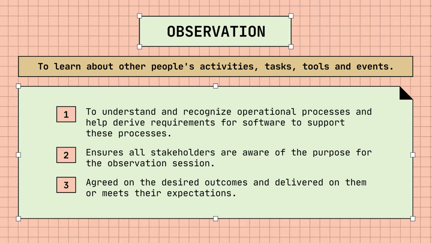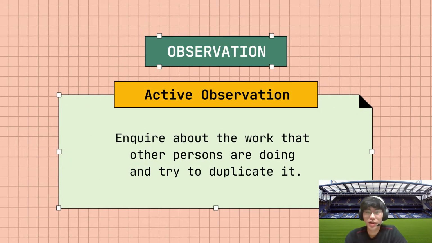Secondly is to ensure all stakeholders are aware of the purpose for the observation session. And last but not least is that everyone agrees on the desired outcomes and that they are delivered or meet their expectations. So observation is divided into two categories. Firstly is active observation, and secondly is passive observation. So I will talk about the active observation, followed by Aliff, who will talk about the passive observation.